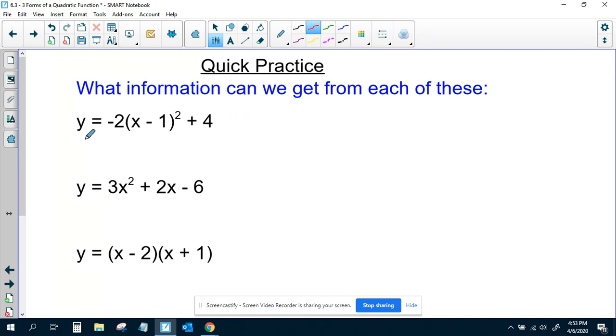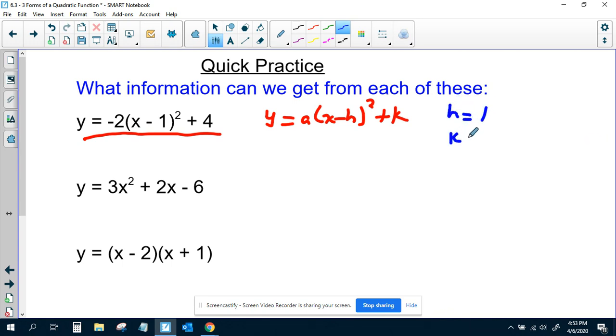Well, first of all, looking at this function, what form is it in? Well, it's in vertex form. We've seen that plenty of times in the past. So let's take a look. If our function is y equals a times (x minus h) to the second power plus k, that means then that our h is going to be 1, our k is going to be 4, therefore our vertex is going to be the coordinate pair (1, 4).